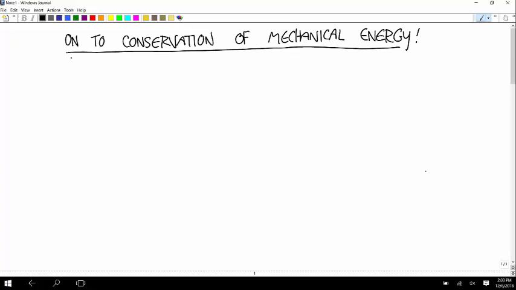So I want to start by just saying a couple things about energy, and then I'll start talking about the different ways of measuring energy and changes of energy. Eventually, hopefully by the end of today, we'll get to this equation, and maybe next time, this conservation of mechanical energy. So, energy in general.